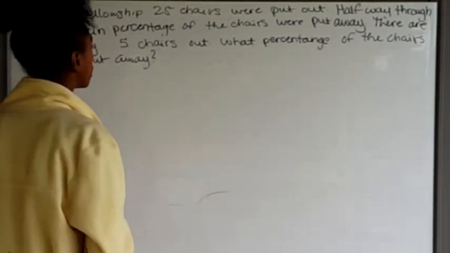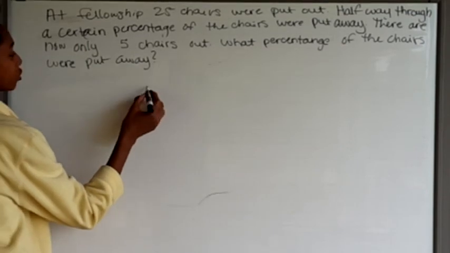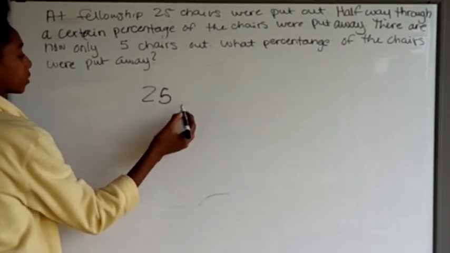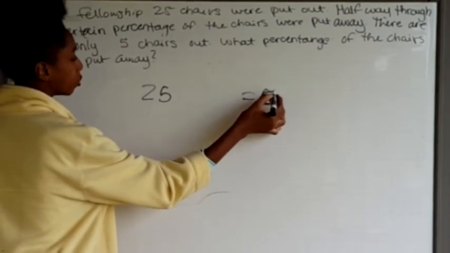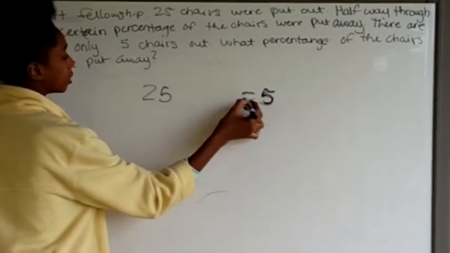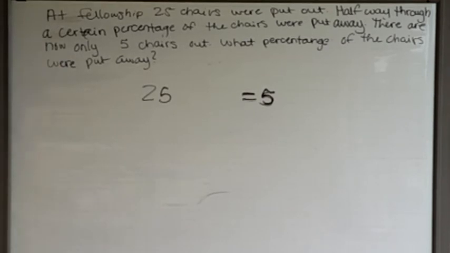Alright. So for a fellowship, 25 chairs were put out. And we know we're left with 5. Write this in your notebook. So you know on your break, you need to go back and study percentages again and do a review on that.